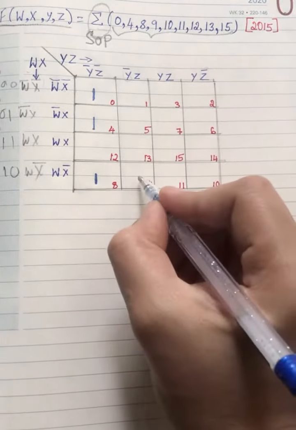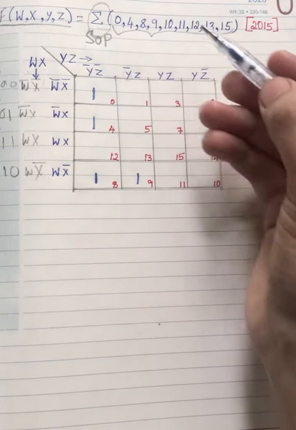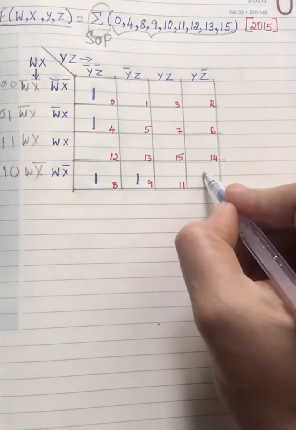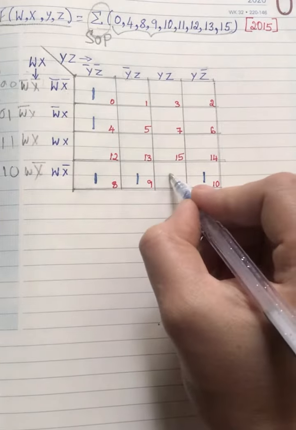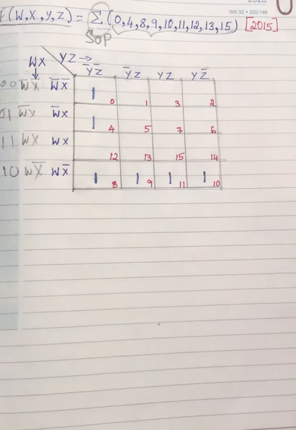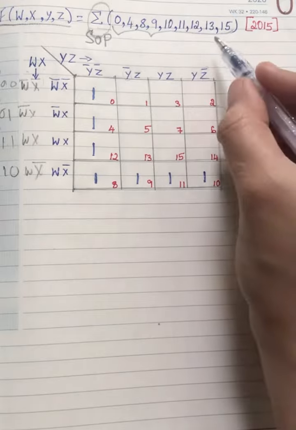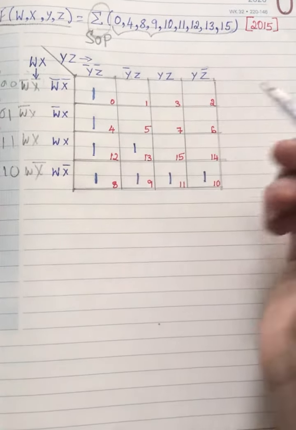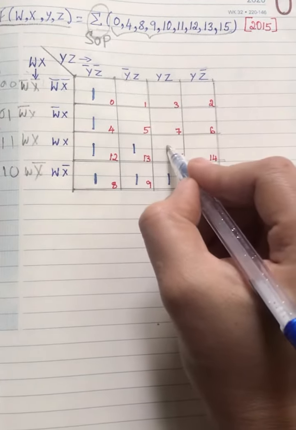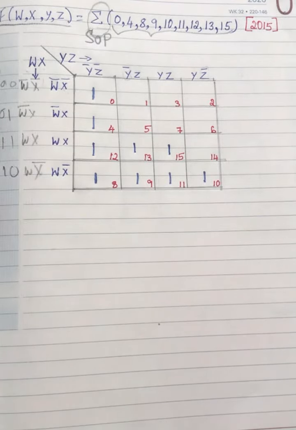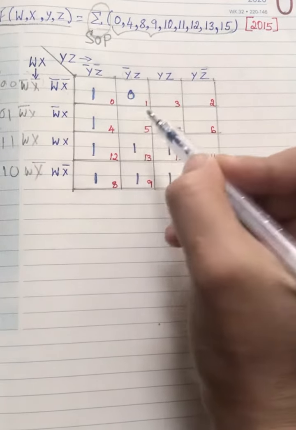Then you have 9. Place 1 over here. Then you have 10. Place 1 over here. Then you have 11. Place 1. Then you have 12. Place 1 over here. Then you have 13. Place 1. Then you have 15. Place 1. So this is how you are going to enter the values. So remaining blocks you are going to fill it 0.